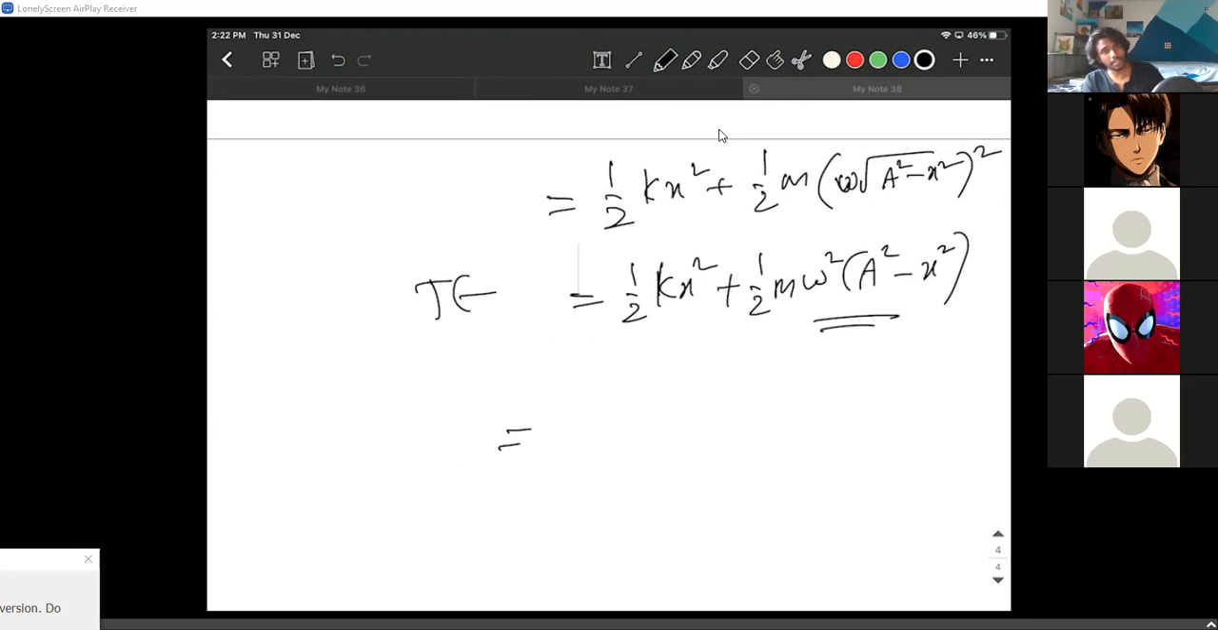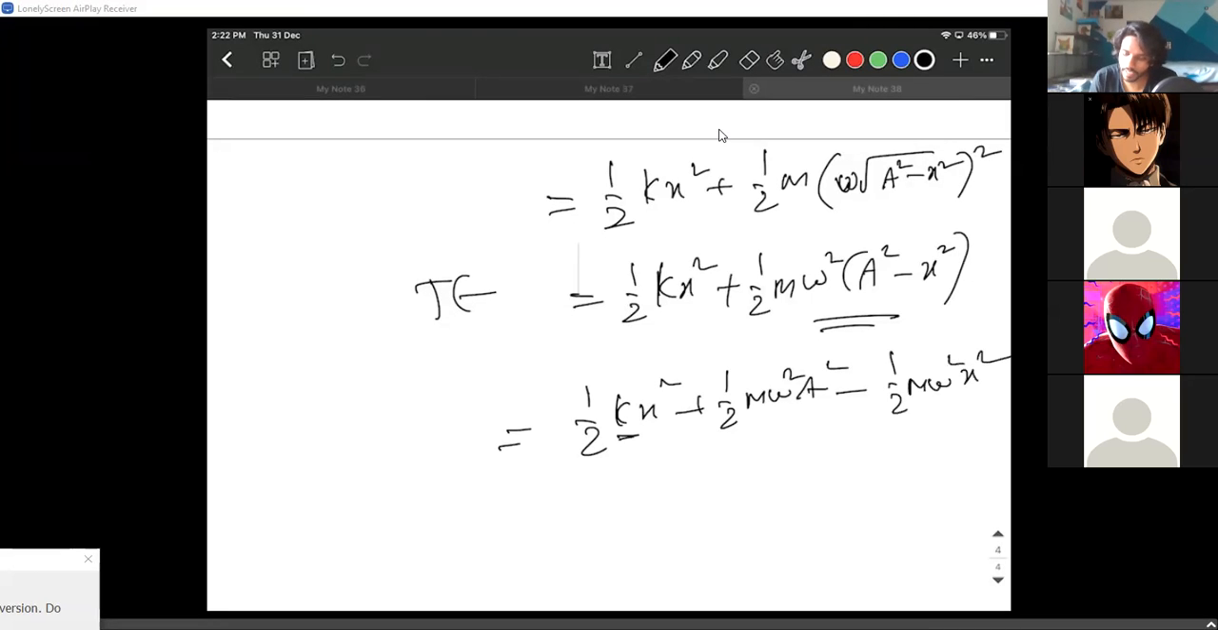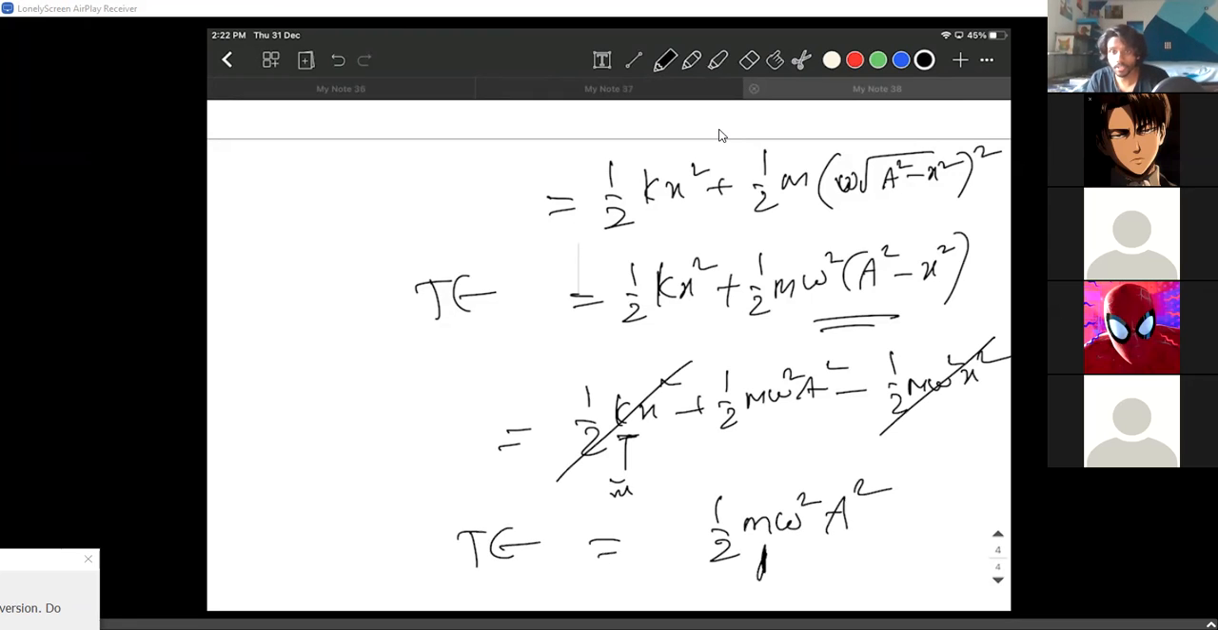I can bring it in this manner: half kx square plus half m omega square a square minus half m omega square x square. Again, k is nothing but m omega square, so this term simply gets cancelled. The total energy is coming as a constant value. The mass is constant, omega is constant, a is constant. So the total energy is always constant.